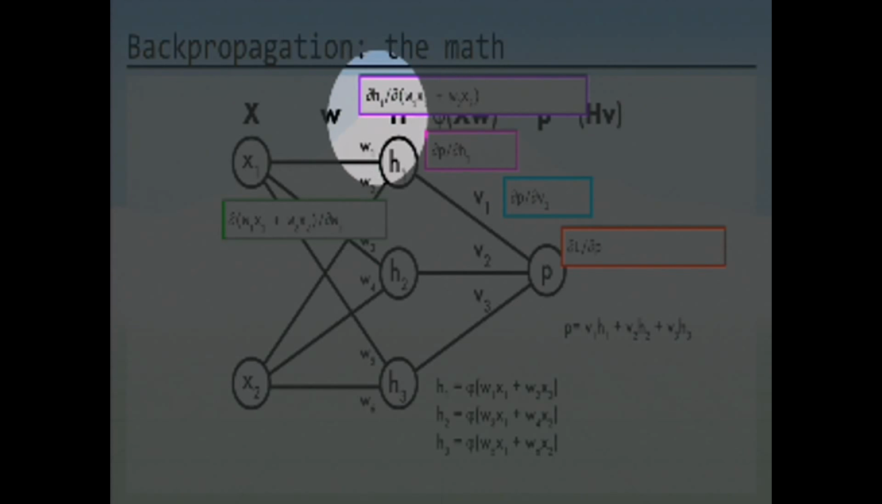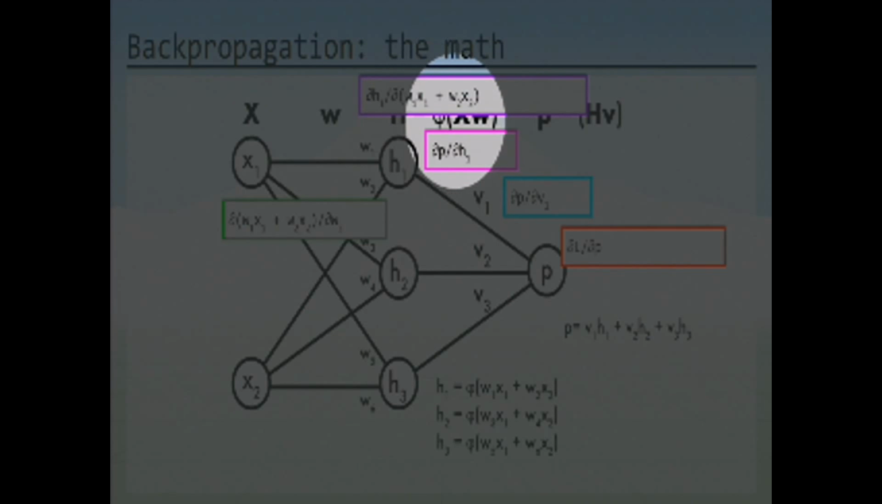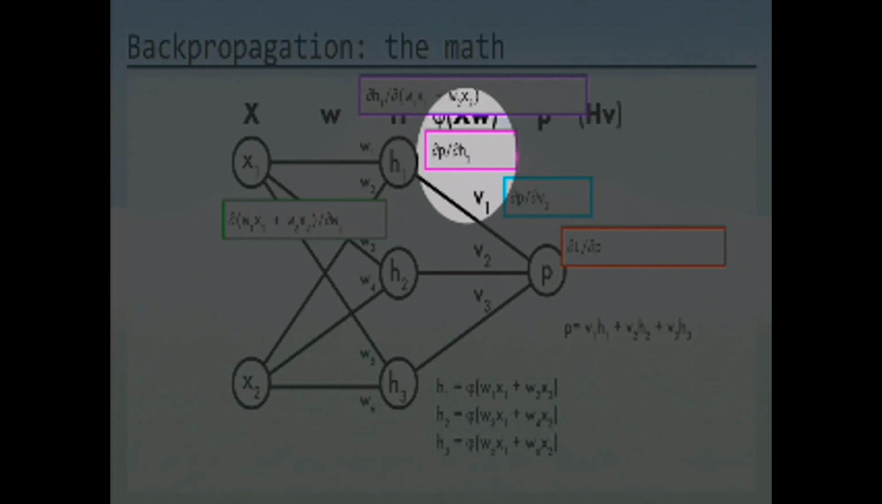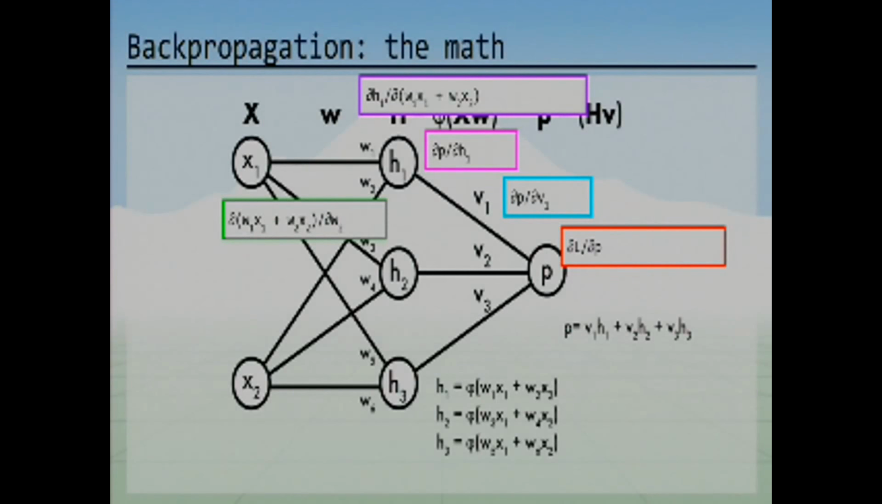And remember that h1 is just phi applied to w1x1 plus w2x2, et cetera. Think about the partial derivatives of p with respect to h1, the partial derivative of p with respect to v1, and the partial derivative of our loss with respect to p. Think about it. Write some of them out. I'm going to go get a drink.